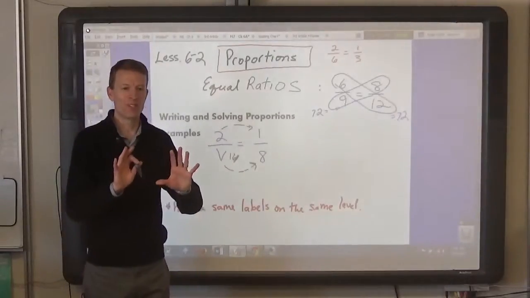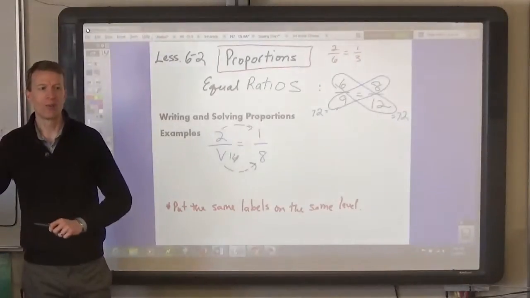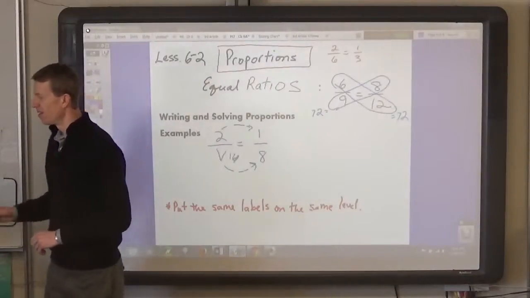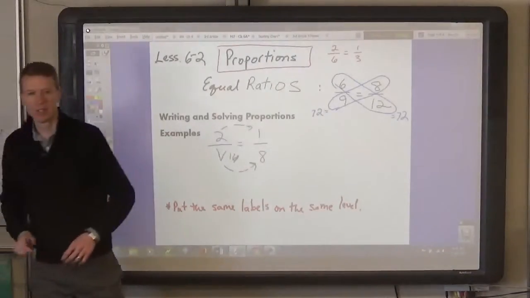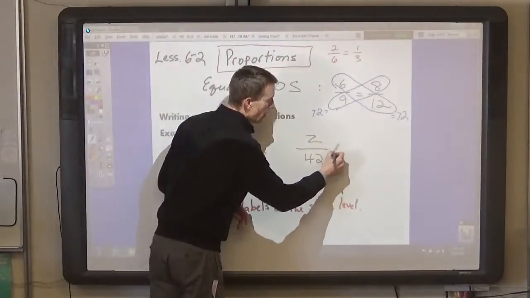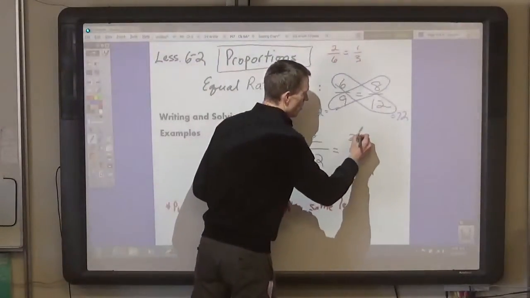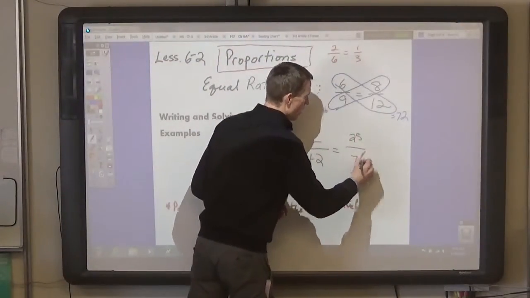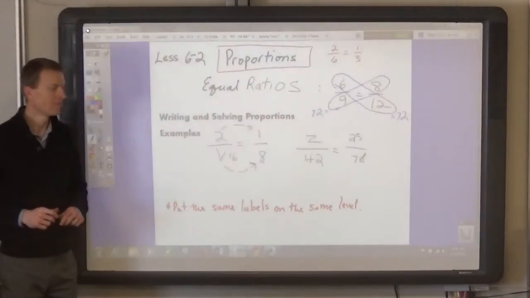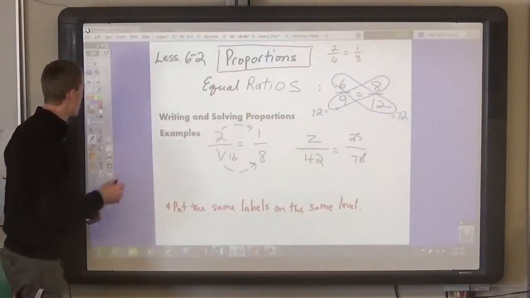okay, let me just finish this up so that you can do this first section. I will give you number 2, everybody. Write this one down. Z over 42 equals 25 over 70. Okay? Z over 42 equals 25 over 70. Now, here's how you would solve this one.